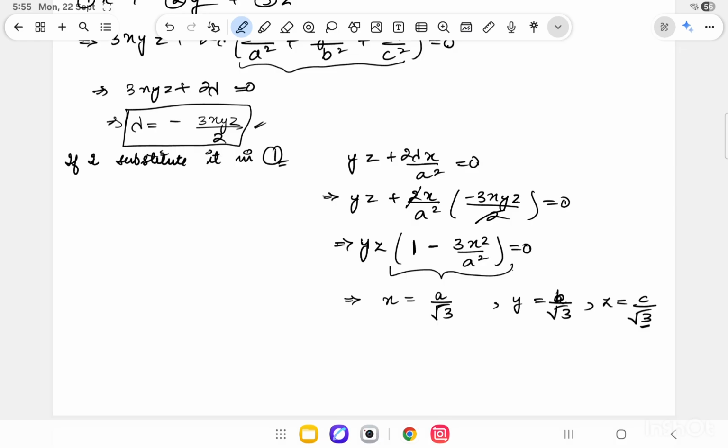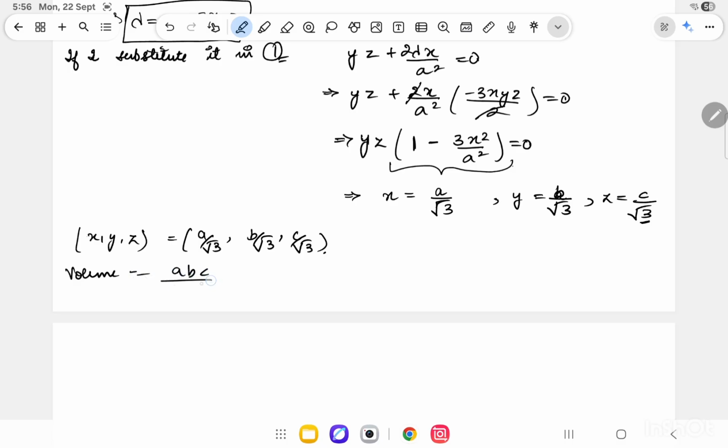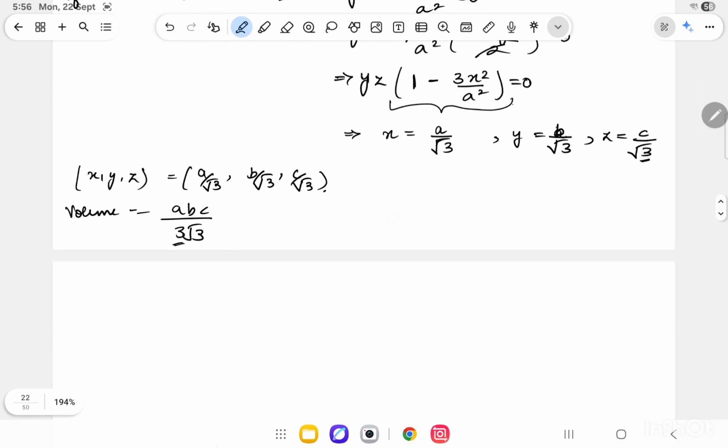So from here, x, y and z are a by root 3, b by root 3 and c by root 3. Now if I calculate the volume of the parallelepiped here, it will be abc by 3 root 3. But now I am supposed to check whether this is the greatest possible value of the volume of the parallelepiped.